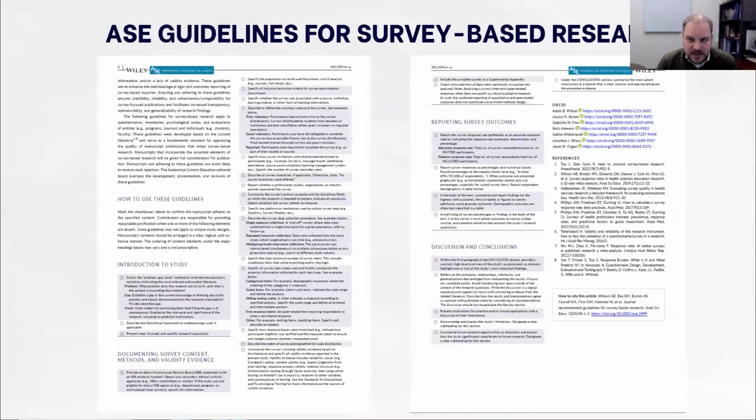Here's a quick glimpse of the guidelines for survey-based research. Most of these guidelines entail the journal's expectations for the content that should be included in manuscripts with survey-based designs. And as you notice, the formatting here is in a checkbox format to help make it as easy to use as possible. So effectively, this is the document that we uploaded to ChatGPT o1.